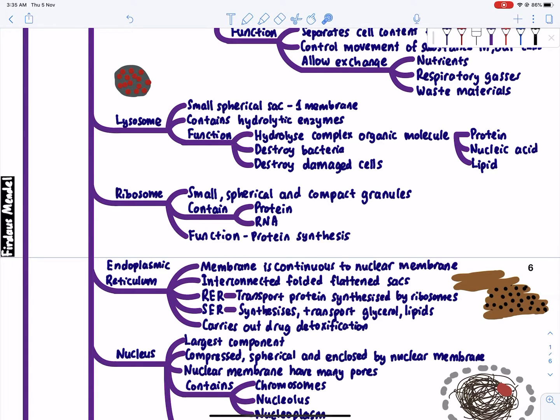The ribosome, small, spherical, compact granule. This one is the structure. Of course, you can read the textbook here. All the notes that I'm showing you come from the textbook. Of course, I cannot show the textbook. Textbook has a copyright. I cannot show it on my YouTube channel.